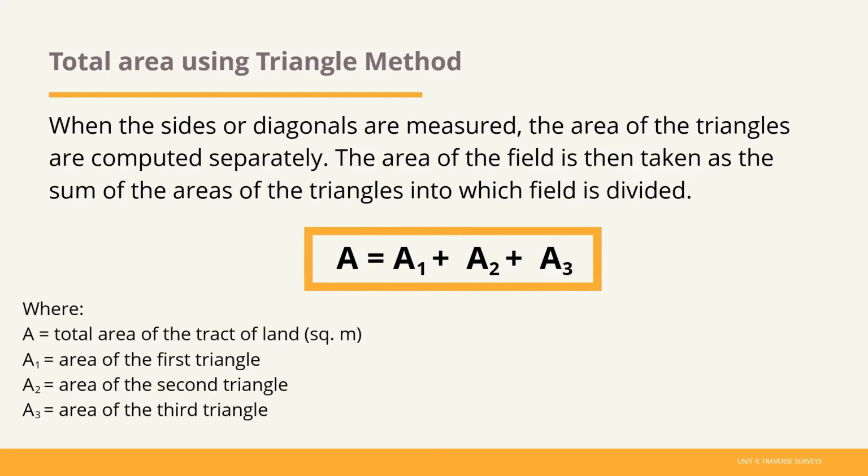is the formula to get the total area while using the triangle method, wherein A is the total area of the tract of land, A₁ represents the area of the first triangle, A₂ is the area of the second triangle, and A₃ represents the third triangle. Now, we'll have an example applying the triangle method.